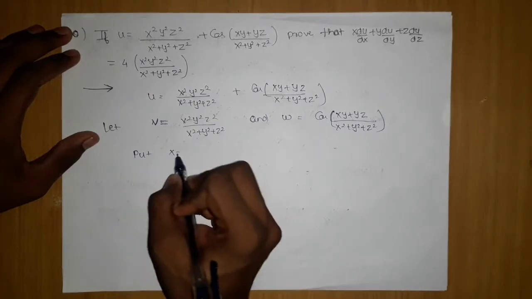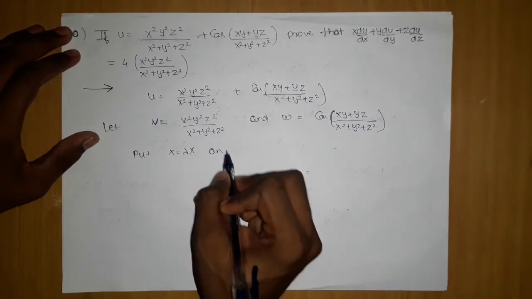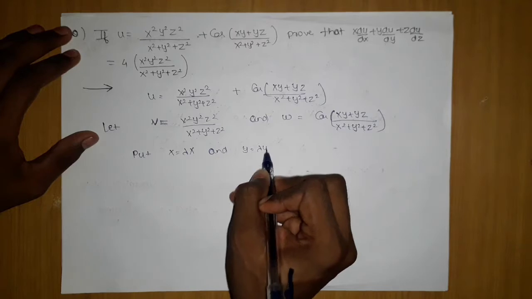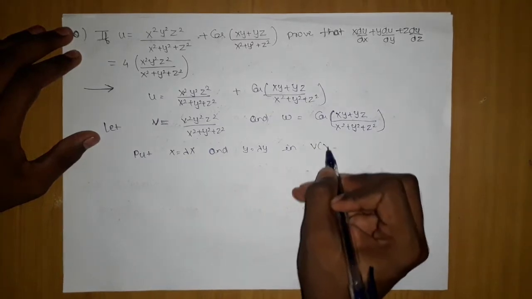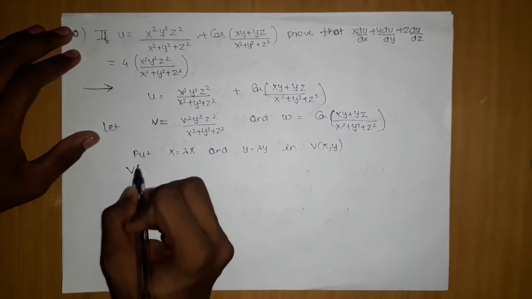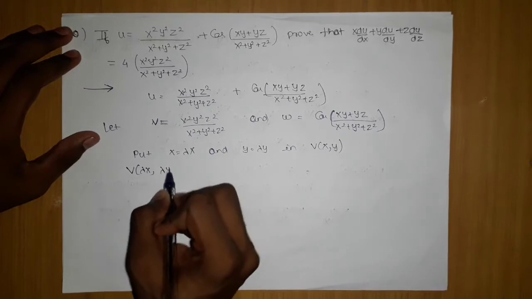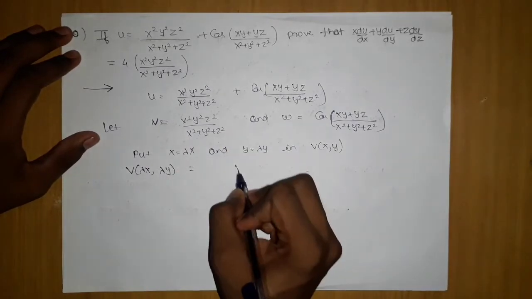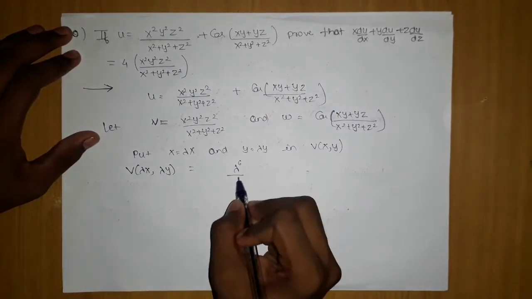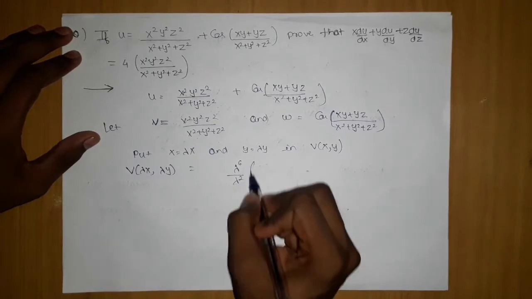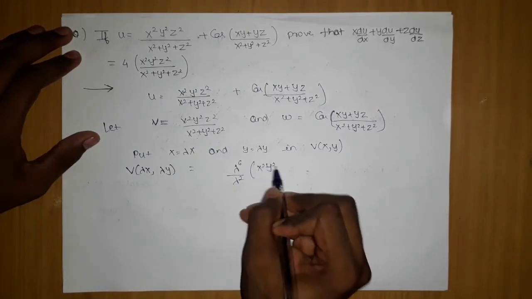Now put x equals λx and y equals λy in v(x, y). The moment you put, you would get v(λx, λy). I will take out λ⁶ by λ², and the whole thing will be the same only.